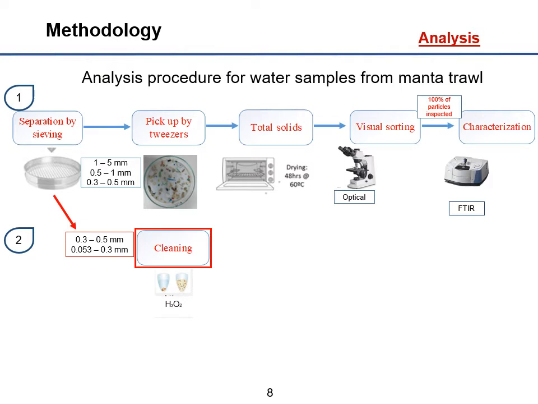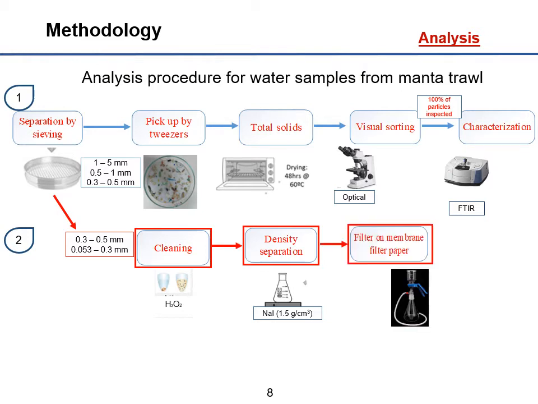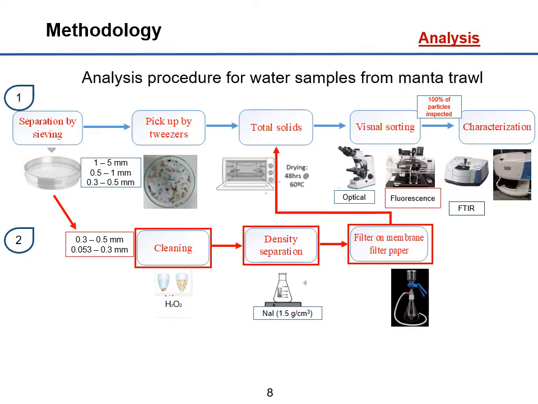For the second size range, the size smaller than 0.3 millimeter, it was cleaned by hydrogen peroxide because this size range contains a lot of organisms and sediments, so we have to clean it. Then we go for density separation using sodium iodide with 1.5 gram per cubic centimeter, so we can pick out the microplastics only on the top of the equipment. Then we filter on membrane filter paper and also go for the total solids. Then we do visual sorting by fluorescence microscope. And the last one, we also do the characterization, but we use micro FTIR because the size is very small, so we have to use micro FTIR to analyze the polymer type.